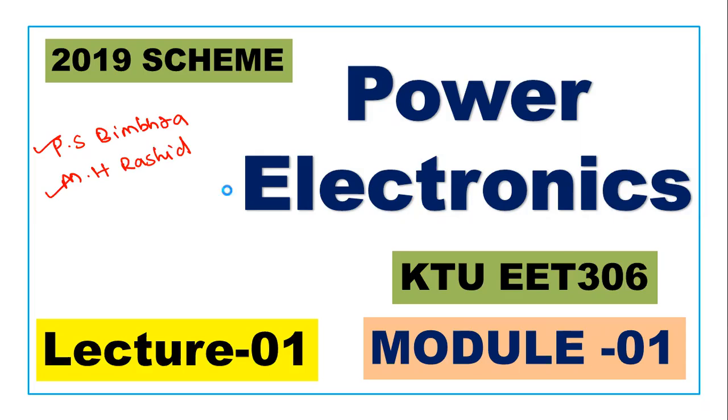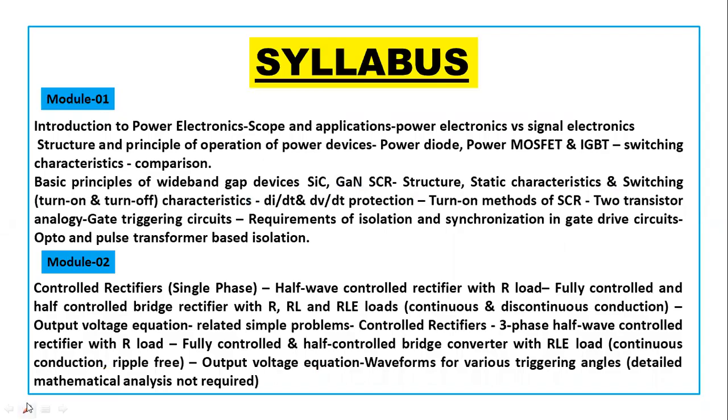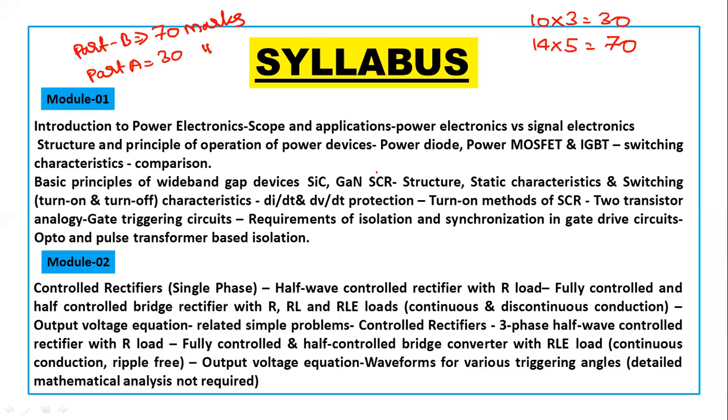Okay, now let's move into the subject. So basically the syllabus is like this. We have 5 modules. As you know, in the 2019 scheme, you have 5 modules and the examination will be of 100 marks. Part B will be 70 marks and part A will be 30 marks, that is 10 into 3 equal to 30 and 14 into 5 you have 70 marks, right? So this can be a division also. Okay, so the examination pattern and all, it's familiar to you.